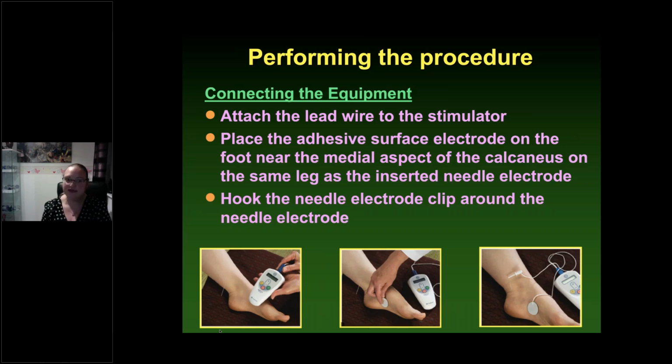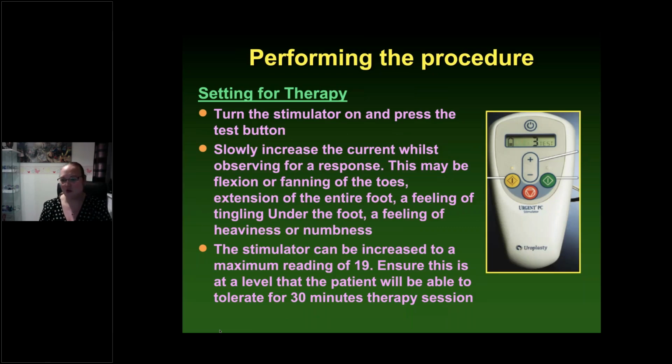Once all the equipment is in place, you're then going to start working on the settings for therapy. So you're going to turn the stimulator on and press the test button. And we use the plus and minus buttons to increase or decrease the current. We're going to use the plus button to slowly increase the current, and whilst you're doing this, you're observing for a response and you're asking the patient to tell you what they're feeling.